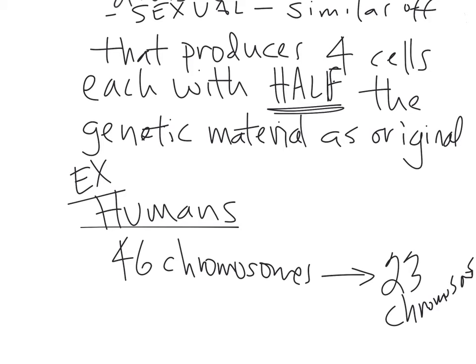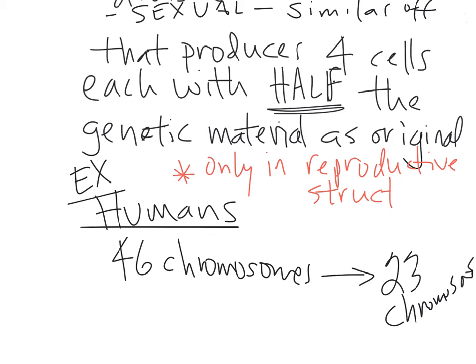The only place where you're going to find meiosis, this special type of division, is in the reproductive structures. We're going to learn a little bit about that down the road. For males, that would be the testes to produce sperm, and for females, the ovaries to produce eggs. Those are the reproductive structures where meiosis happens. It doesn't happen in our skin cells because we need skin cells to be genetically identical.